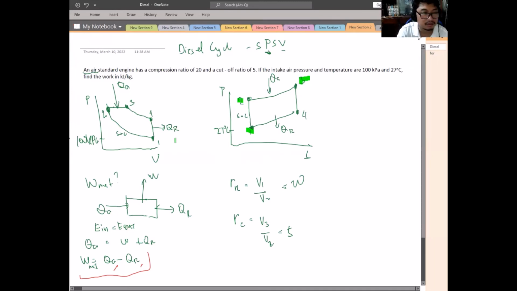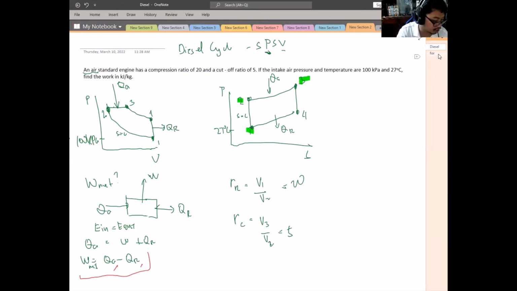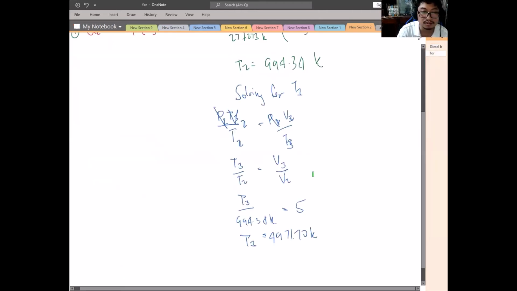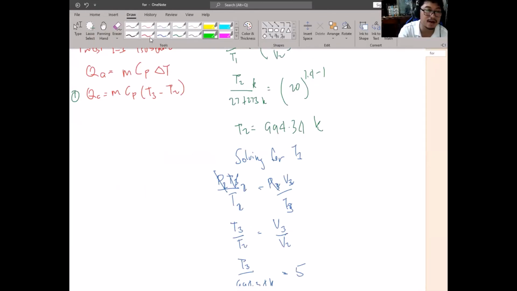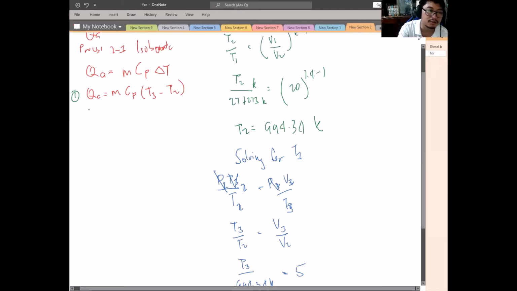Then, substituting to Q equals m Cp delta T. Since no mass was given, the unit of our heat will be kilojoule per kilogram, so we set aside the mass. So Q added over m equals Cp of air, which is 1.006 to be exact, but 1 is allowed, that is 1 kilojoule per kilogram Kelvin.